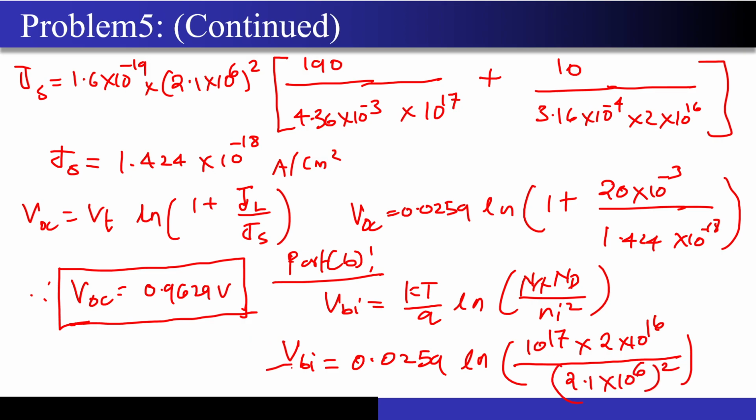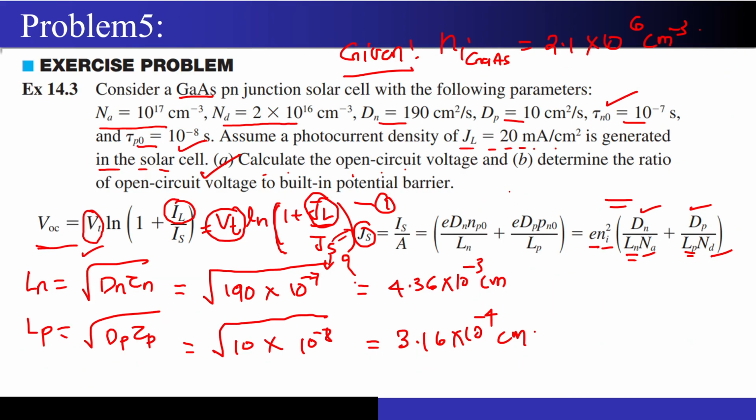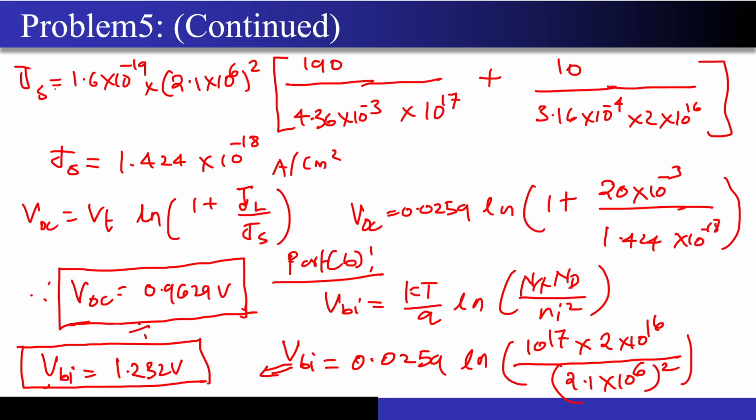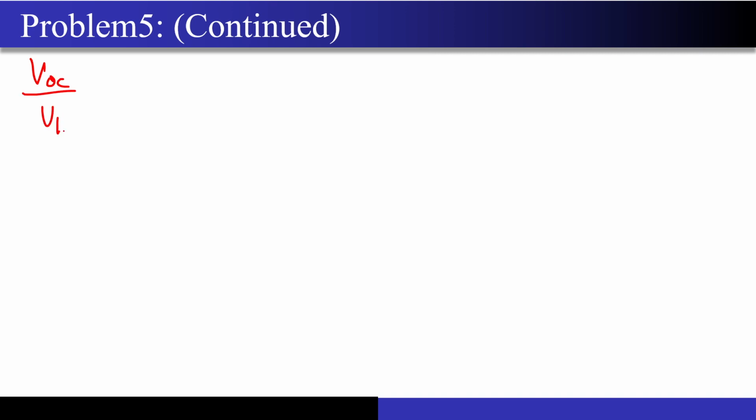So if you calculate this value of VBI, right? This VBI value, if you calculate, will come out to be 1.232 volt. A huge built-in potential, right? Greater than 1 volt. So now in the question, they are just asking us to determine the ratio of the open circuit voltage to the built-in potential, right? So we just have to divide these two.